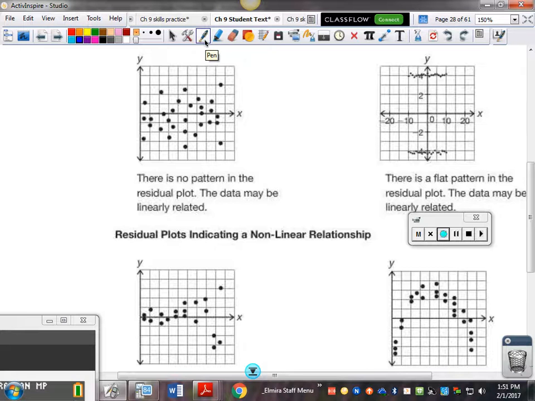You would think that there should be a pattern to it, okay? But it's when there is no pattern in the residual plot that we say the data is likely to be linearly related. This one's super random, back and forth. This is unusual. I don't see this kind very often, but you see the dots scattered across top and bottom. It's unusual, but it would still indicate linear.